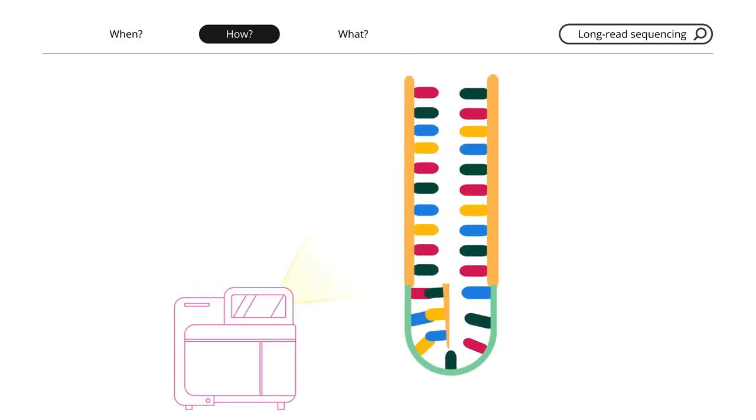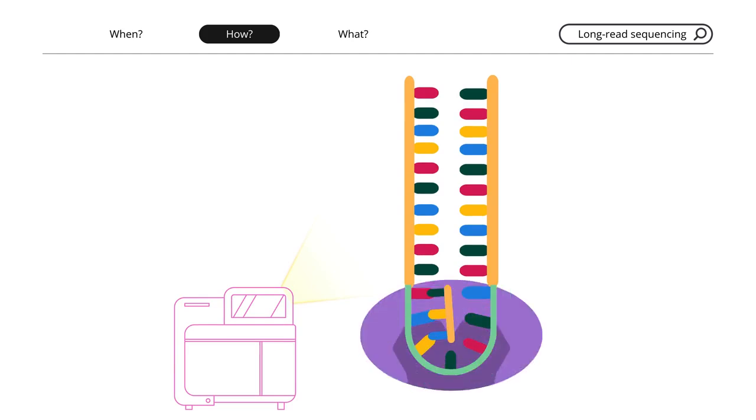Inside the machine, the DNA complex will be transcribed with DNA polymerase, and each nucleotide will emit light that will be measured in real time. As a result, the sequencing machine reads each nucleotide, giving us the final DNA sequence.